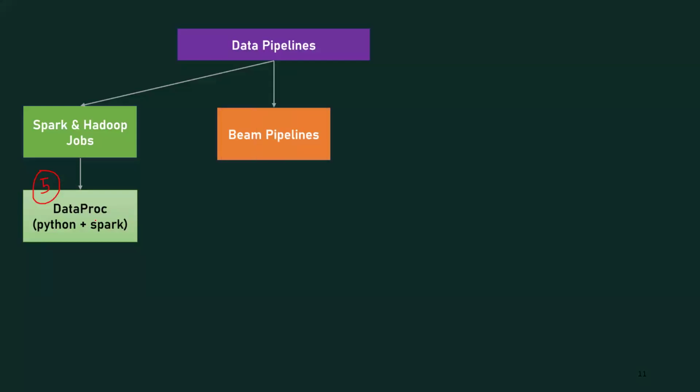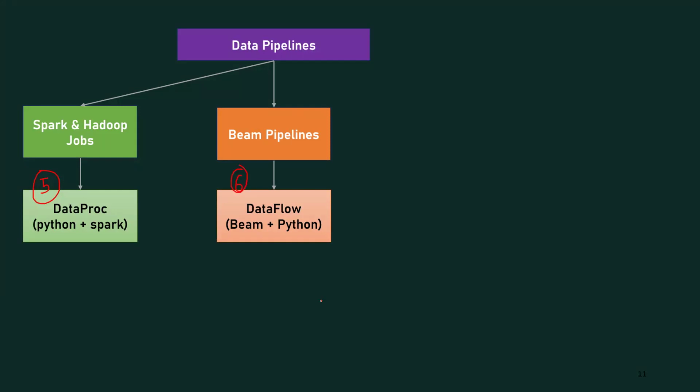Next thing, sir, I wanted to create the Beam pipeline. Sir, in Google Cloud Platform, Apache Beam with Python is very, very famous. So here we are going to see Dataflow. Sir, Beam pipelines, if you wanted to run in Google Cloud Platform, we have Dataflow, which is a serverless service to work with the Beam pipelines.